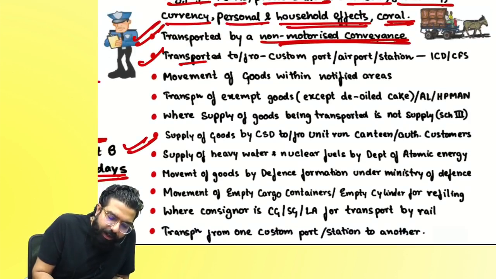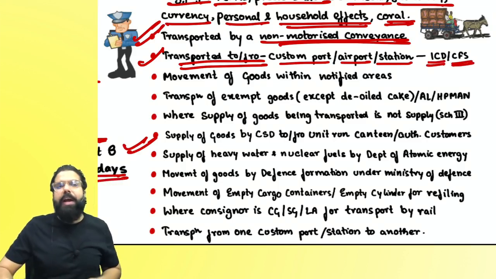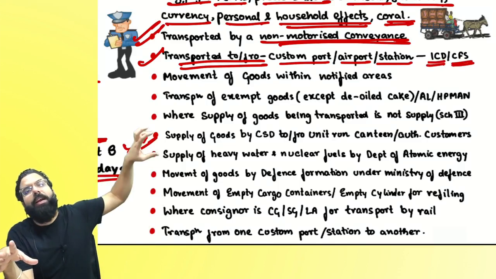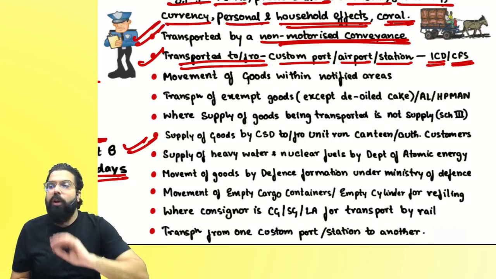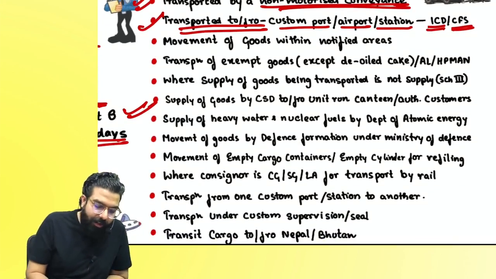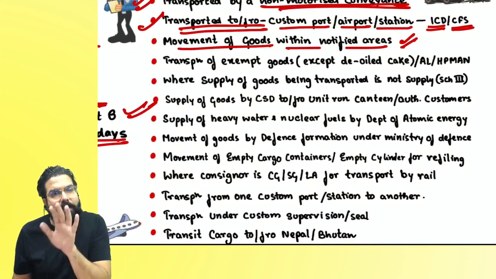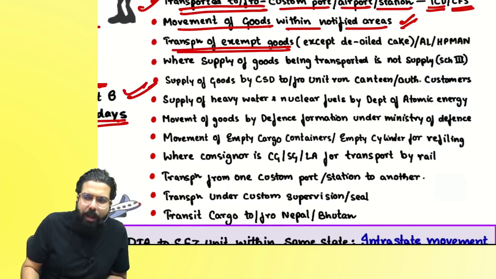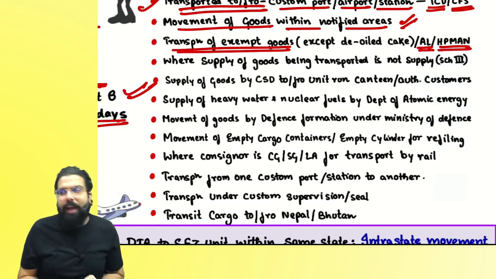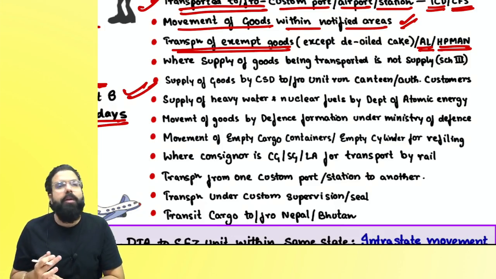Then, when you are transporting to or from a customs port, airport or station, ICD to CFS, it might be from the main port to an inland container depot, or to a container freight station. In that scenario, an e-way bill is not required to be generated. When the movement is within an area notified by the government, an e-way bill will not be required. If exempted goods like alcoholic liquor, HSD (high speed diesel), petroleum crude, motor spirit, aviation turbine fuel, or natural gas are being transported, an e-way bill is not required.